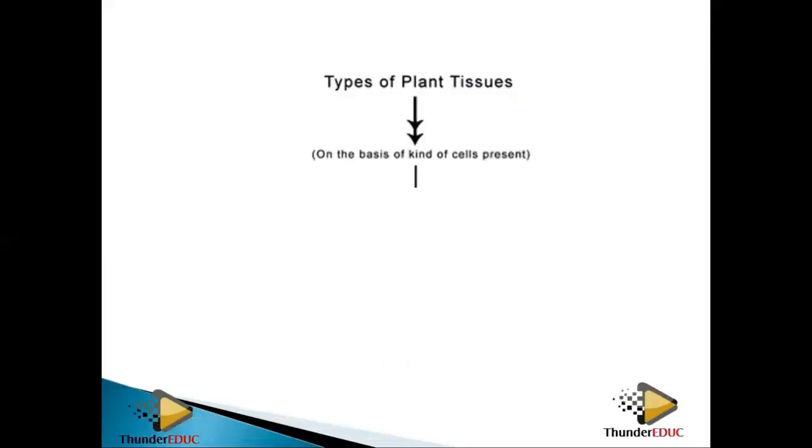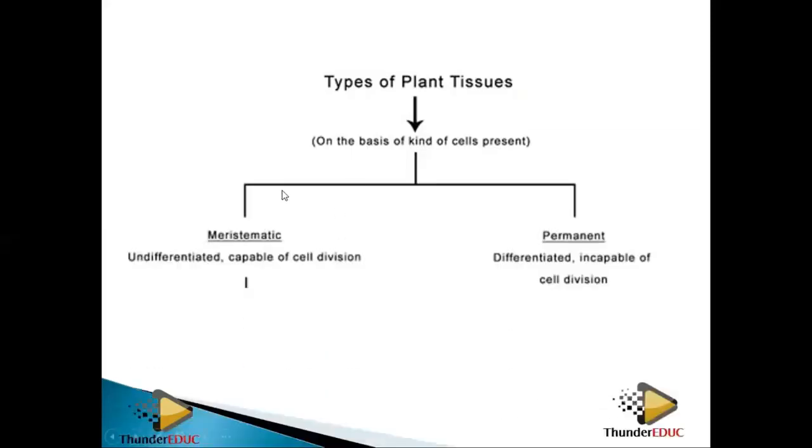Plant tissues are divided based on the kind of cells which are present in the tissue. The type of cells present gives us the classification of these tissues. So we are saying that these tissues are divided into meristematic tissue, and then you have the permanent tissues. When you talk about meristematic tissues, these are tissues which have the ability to divide.